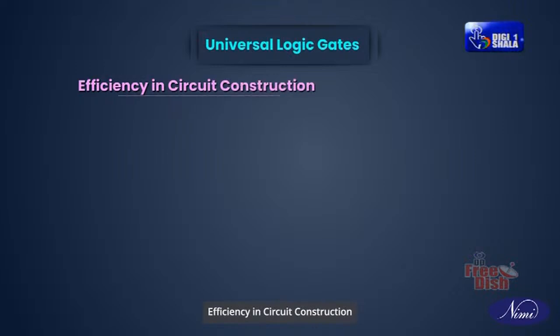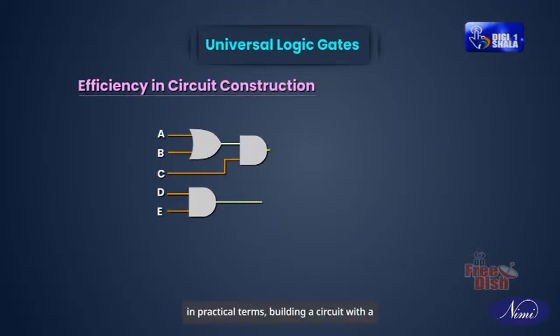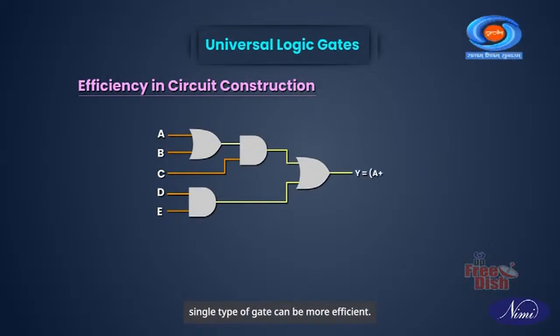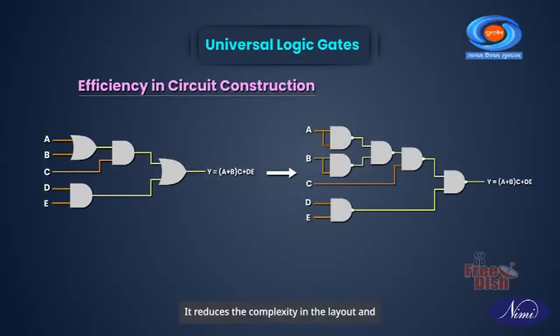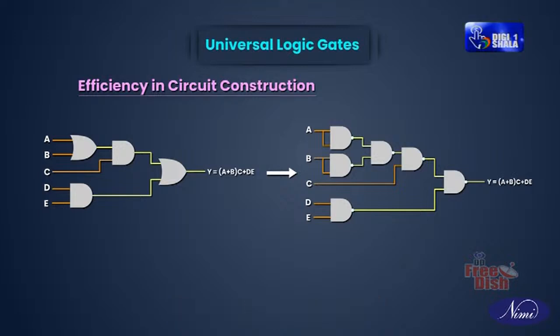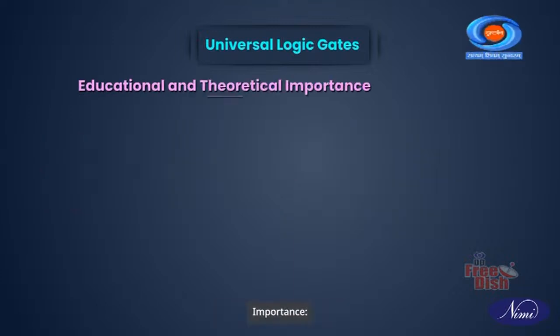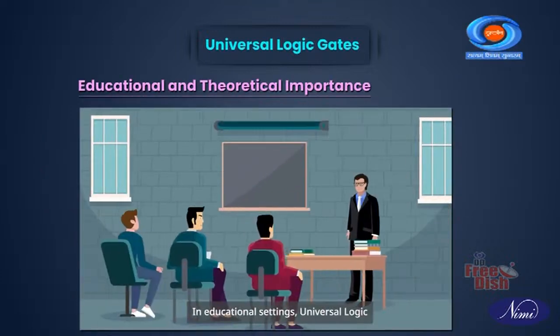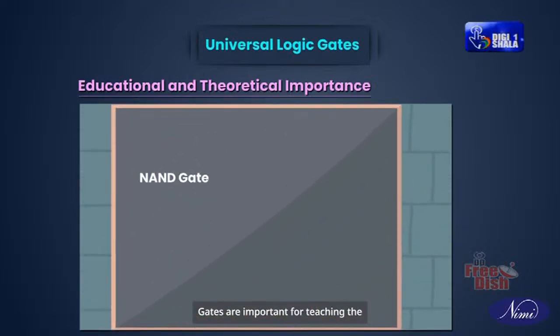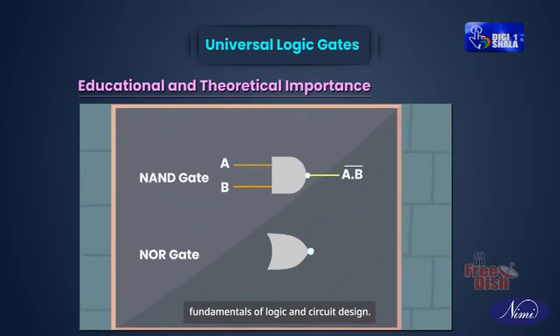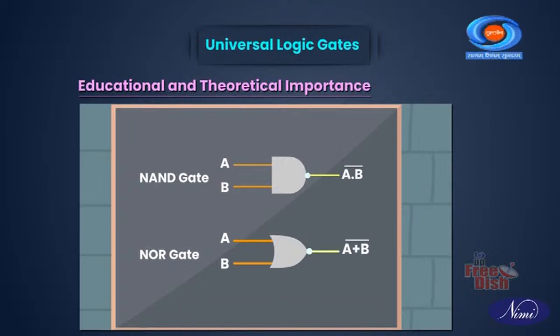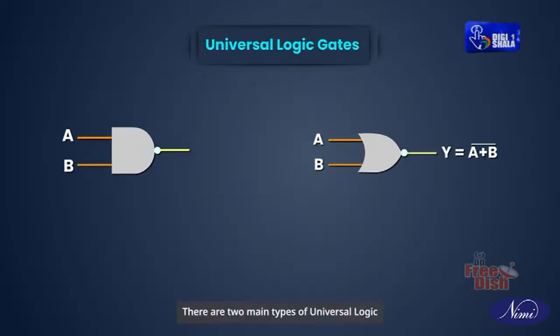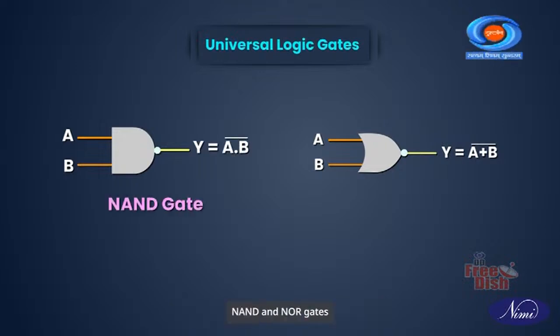Efficiency in circuit construction. In practical terms, building a circuit with a single type of gate can be more efficient. It reduces the complexity in the layout and interconnection of different components on a circuit board. Educational and theoretical importance. In educational settings, universal logic gates are important for teaching the fundamentals of logic and circuit design. They demonstrate how various logical functions can be constructed and interrelated. There are two main types of universal logic gates, NAND and NOR gates.